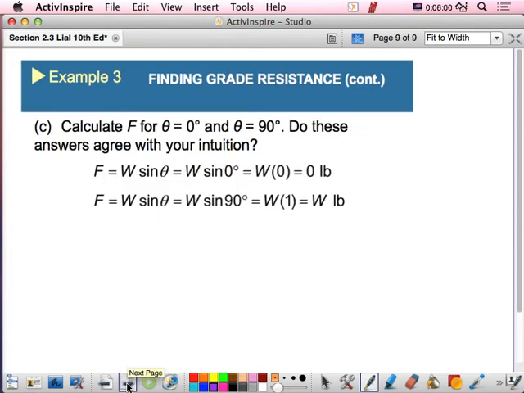All right, finally, if we calculate the force for an angle of 0 degrees and 90 degrees, here's what we get. Regardless of the weight of the vehicle, the sine of 0 is 0. From our unit circle, we know that. And so if we have an angle of 0 degrees, we have a force of 0 pounds. Does that make sense? So you're just driving along flat, and there's no force generated or needed to do that. Make sense?